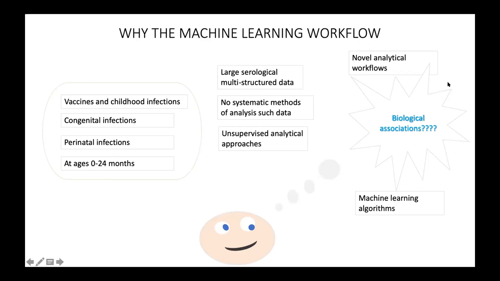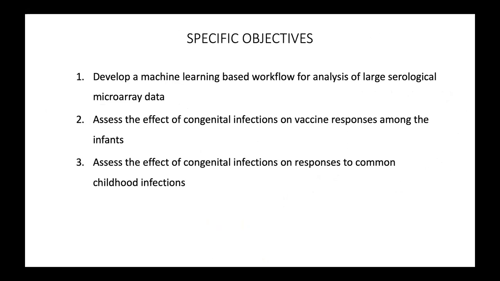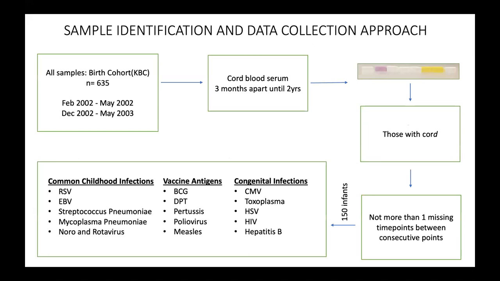So my specific objectives as a bioinformatician were to come up with an unsupervised machine learning based approach of analyzing such large serological data. And once I had developed that, I was supposed to assess, using the data from the lab, whether the children that are exposed to these congenital infections while in the womb really don't have good responses to vaccines and other childhood infections. So this was my study cohort.